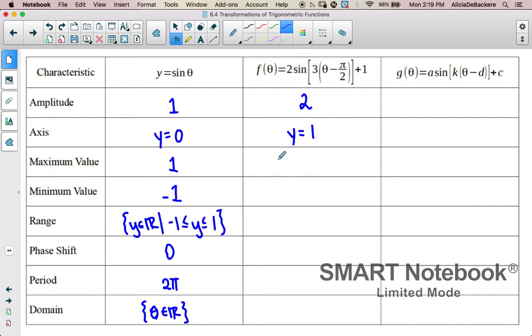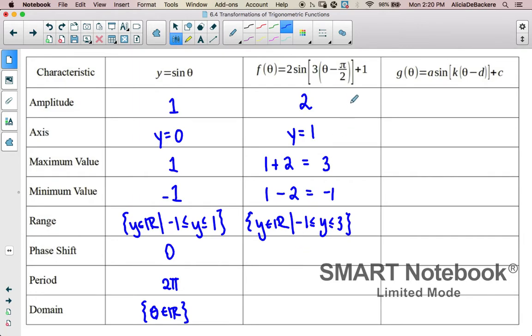The maximum value is always starting at the axis and adding the amplitude. And the minimum value is always starting at the axis and subtracting the amplitude. So I get 3 and -1. And so here, for this particular function, remember, the order matters. It does have to go from the smallest to the biggest in my range. Sometimes people get mixed up and they tell me that the minimum is 3 and the maximum is -1, but that doesn't make any sense. The maximum has to be bigger than the minimum.